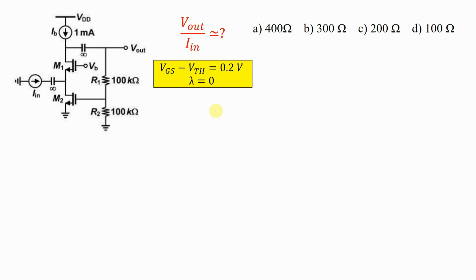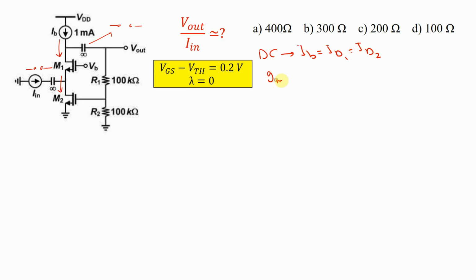In order to start this problem, it is better to start with the DC bias point. In the DC, these capacitors are open circuit. This capacitor again is open circuit in the DC. And this I_B goes through M1 and M2. So the drain current for M1 and M2 is this I_B. So in the DC, I_B is equal to I drain 1, which is equal to I drain 2.